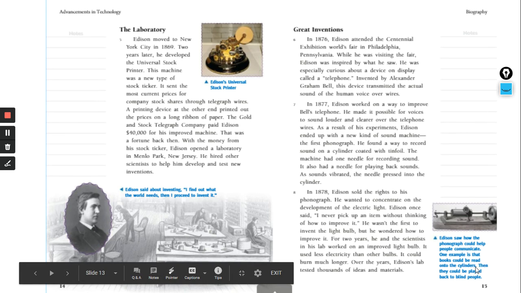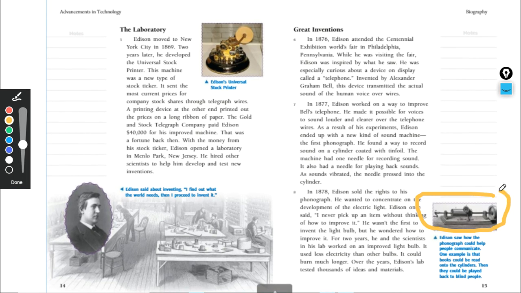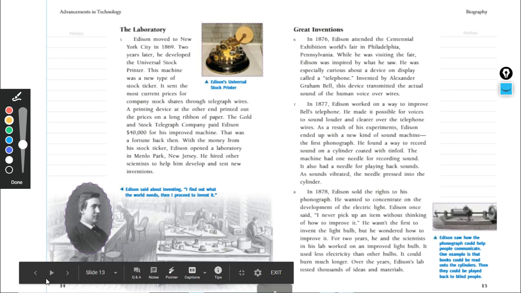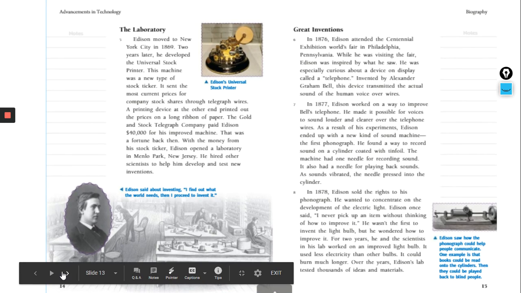So one example is that books could be read onto the cylinders. Then they could be played back to blind people. So that helped people. Wow. So I think a phonograph is definitely an example of an important invention. And I'm going to definitely circle that, and I'm going to put that down as important. Okay, and so Miss Roby's writing that there. And once again, very sorry for my sloppy computer writing. It's not the best, I know. Okay, so I know that phonograph's probably one of the most important inventions.